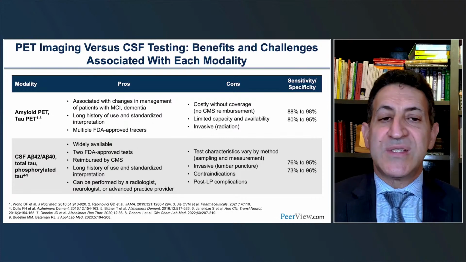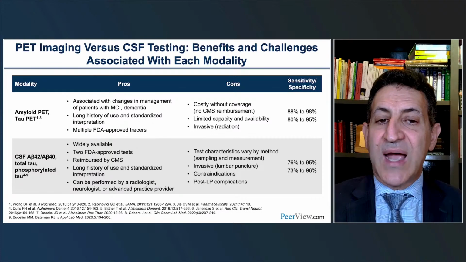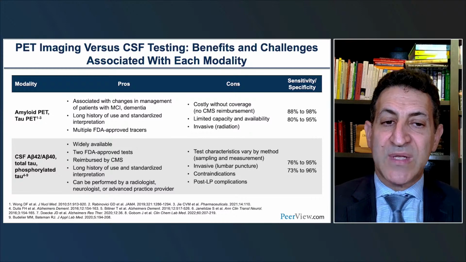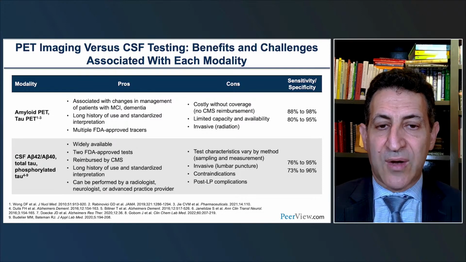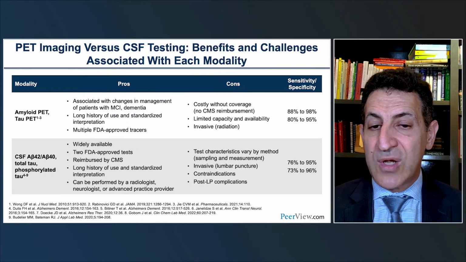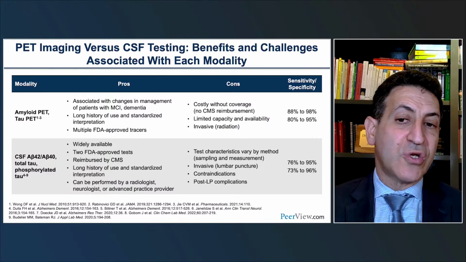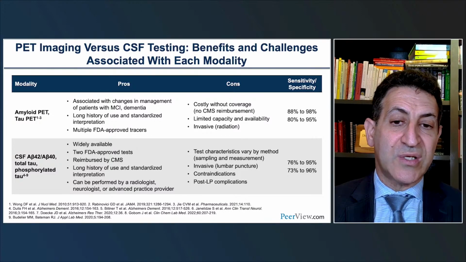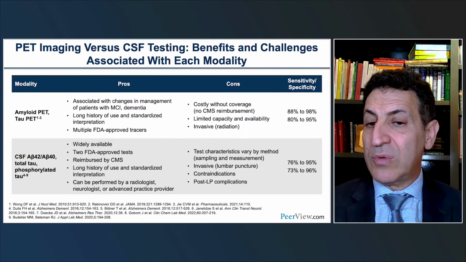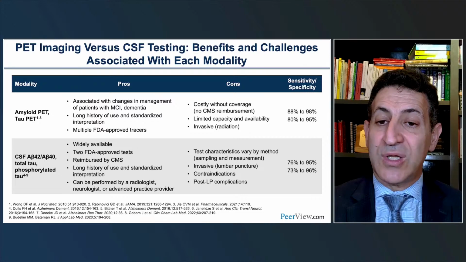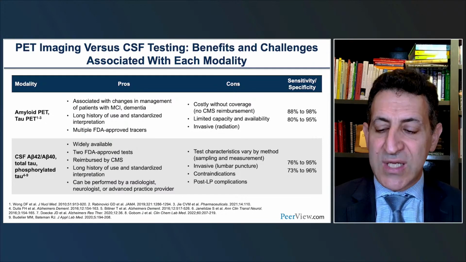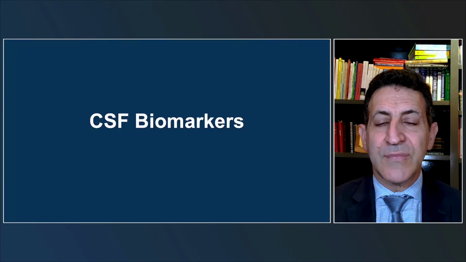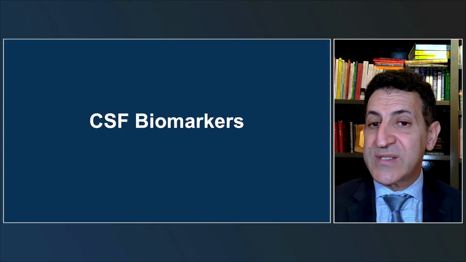In contrast, CSF is more widely available, but the kind of platform that is available might change. It might be 42 to 40 amyloid, or just total tau, or phosphorylated tau. There are multiple tests that are approved, so you have to make sure you're looking at the right one. Some physicians are doing it in their practices, but a lot of them are outsourcing it to local radiologists. Some patients don't like lumbar puncture and may have contraindications, including back surgery, and the sensitivity and specificity are a little bit lower. So there are advantages and disadvantages to each, and that is something to consider. So let's now move on to talk about CSF biomarkers.